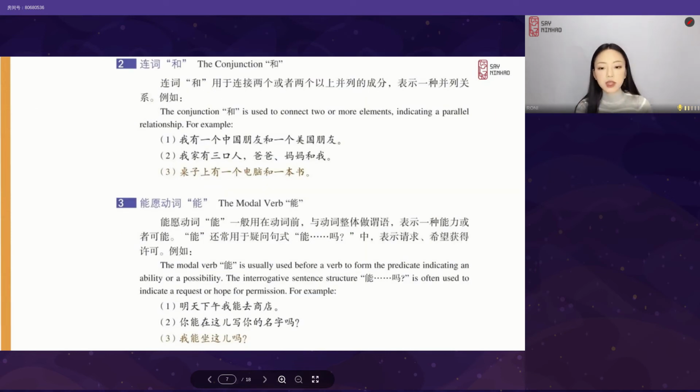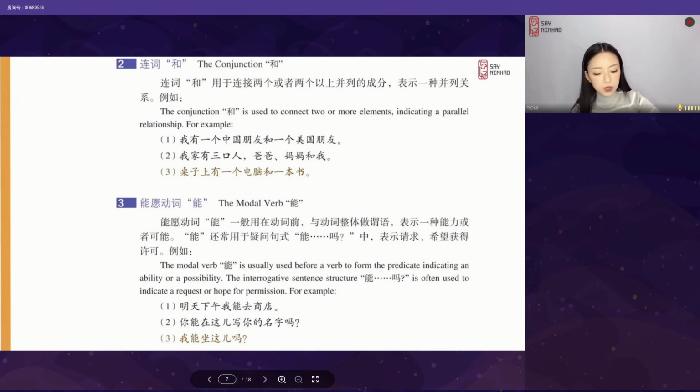Next is about the conjunction 和, which means and. 和 is used to connect two or more elements in the sentence. So for example, the first example we can see here is 我有一个中国朋友和一个美国朋友。You can see 和 is used to connect 一个中国朋友 and 一个美国朋友. 和 connected these two phrases.